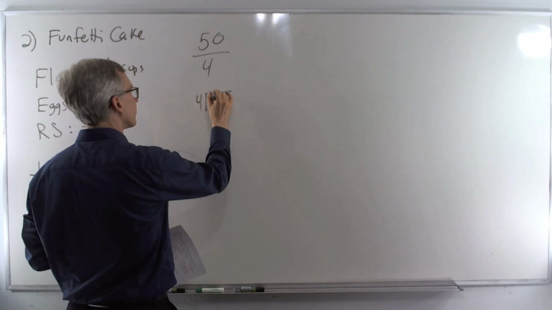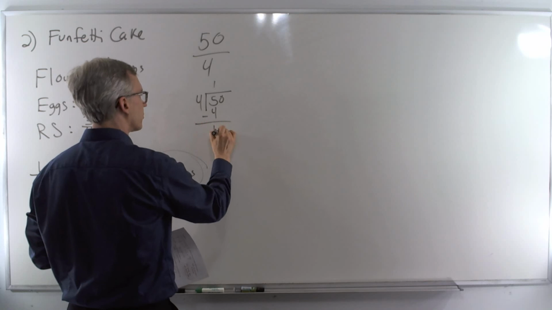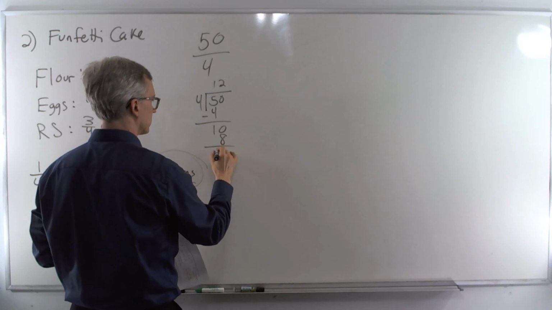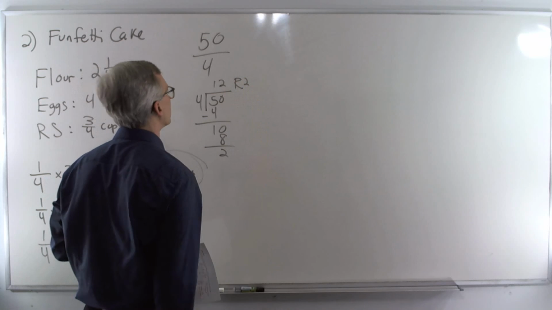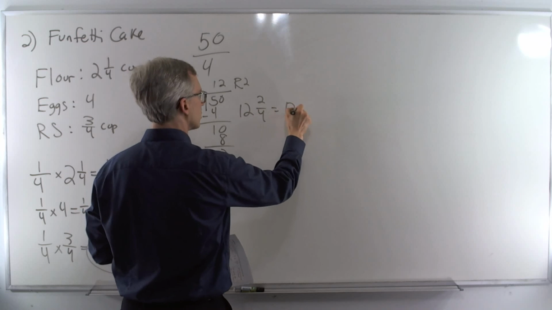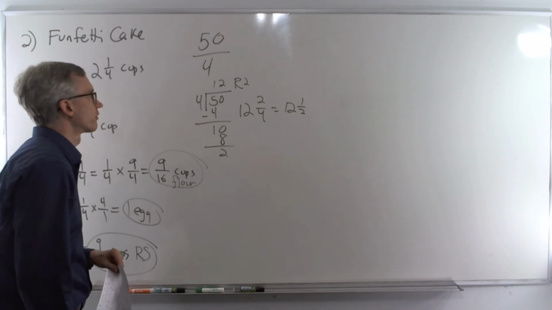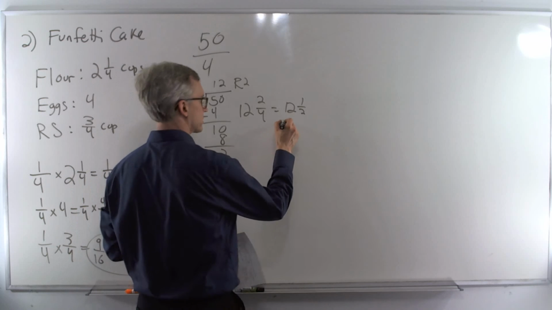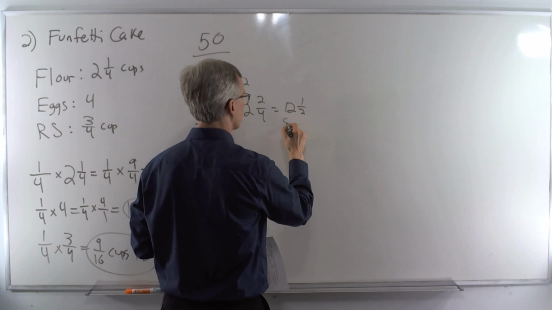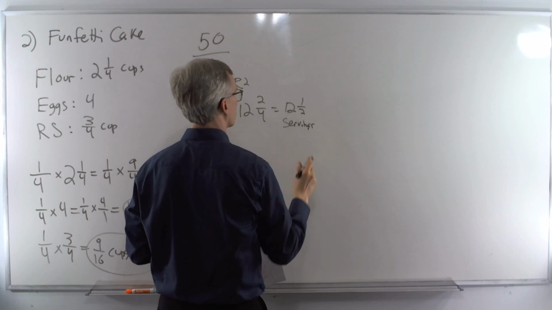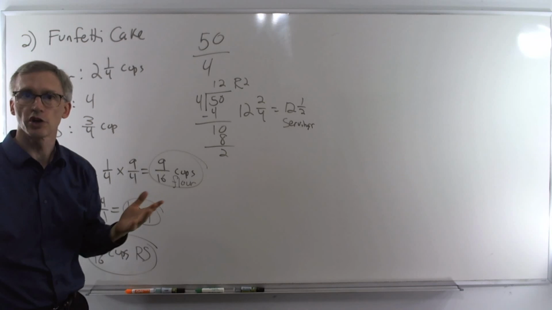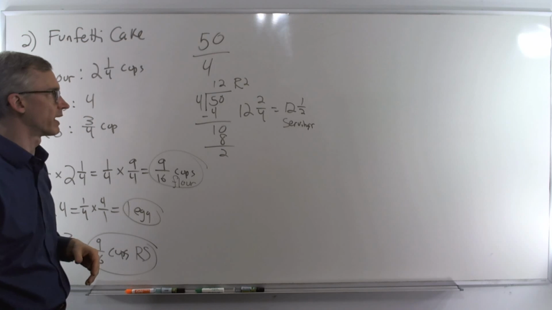So 50 divided by 4, got 1 here, subtract, get 1, 10. That gives us 2 here, 8, 2, 12, remainder 2. 12 remainder 2, which is 12 and 2/4, which is 12 1/2. So 50/4ths are 12 1/2 cups. Sorry, not cups, servings. So for a group of 50 people, we need 50/4ths servings, otherwise known as 12 1/2 servings.